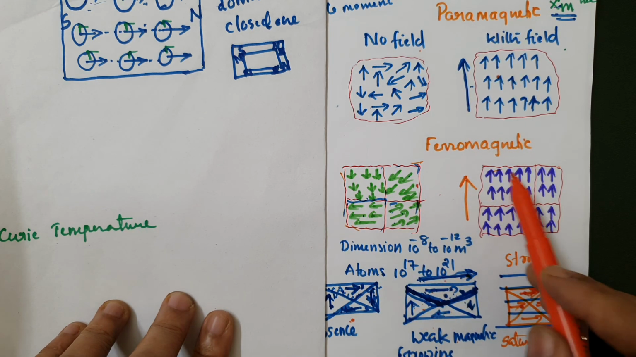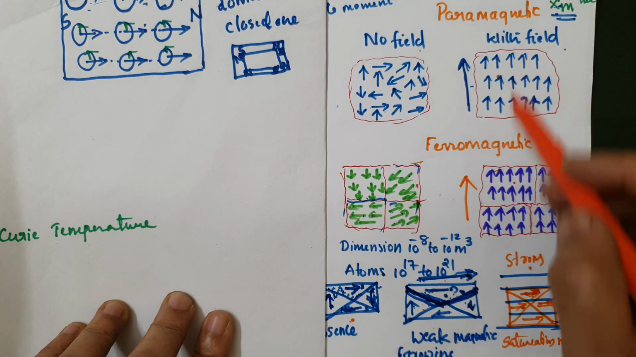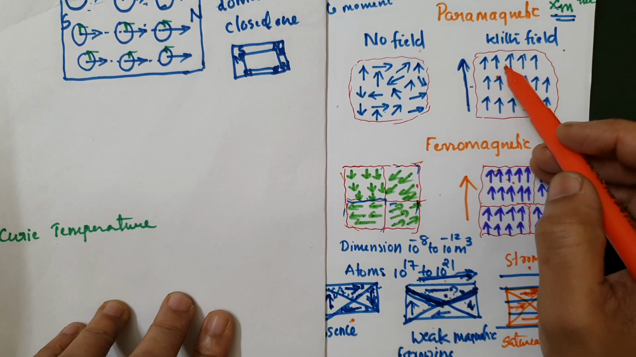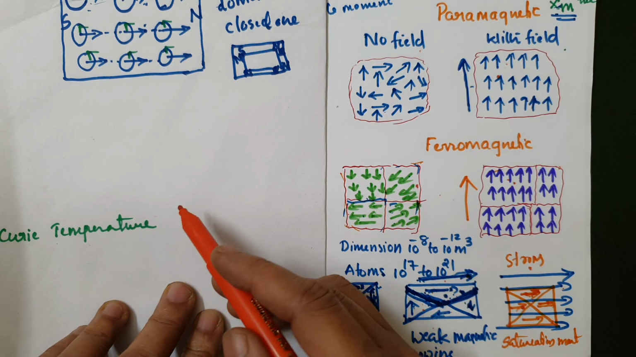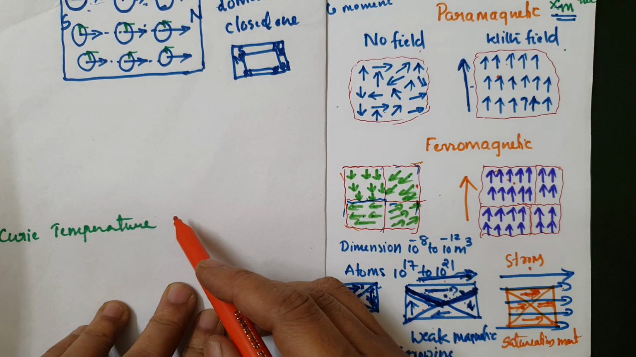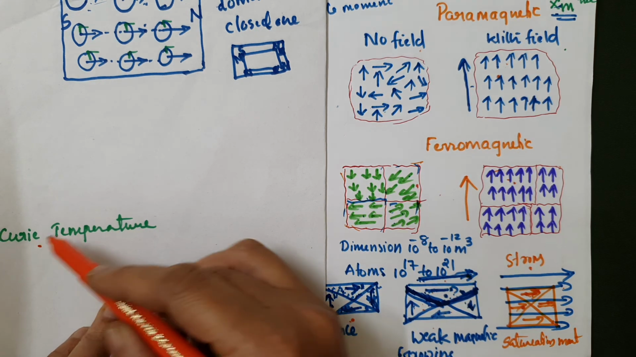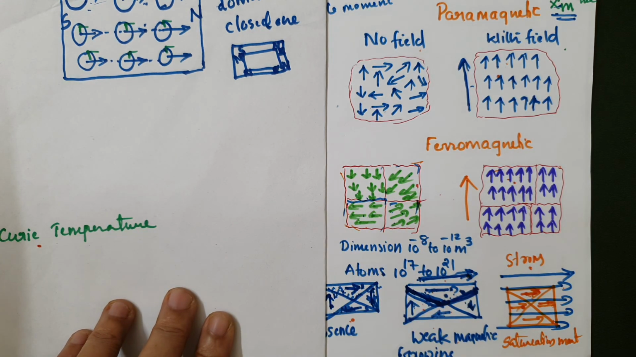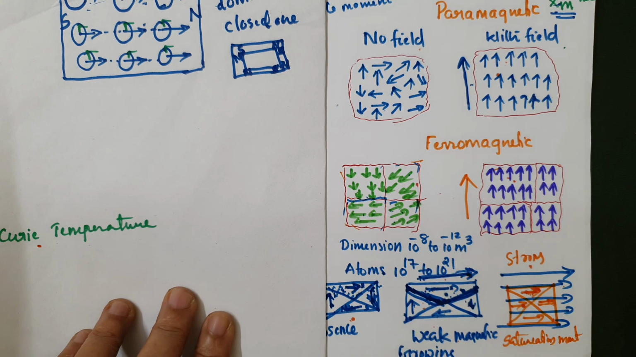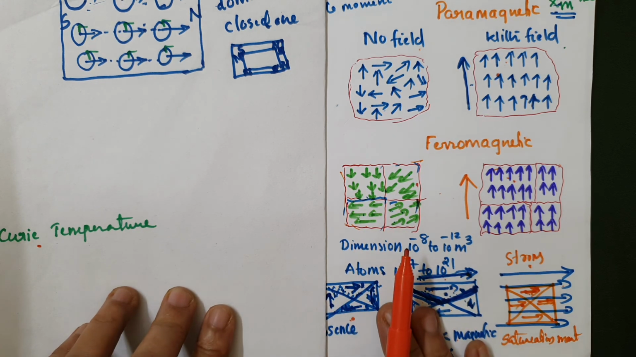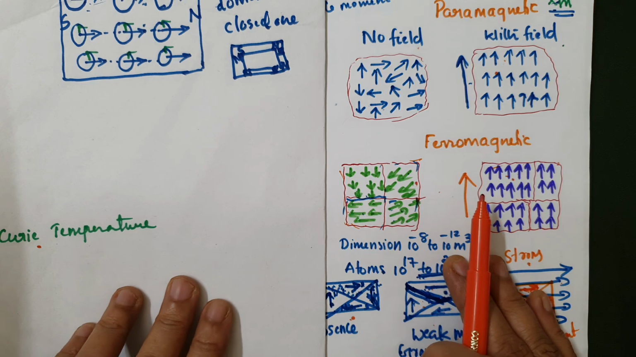So when this domain structure is lost, the ferromagnetic material becomes paramagnetic, and the temperature above which the material becomes paramagnetic is called the Curie temperature. That is, the Curie temperature is the temperature at which a ferromagnetic material becomes paramagnetic. And these are all about the domain theory of ferromagnetic materials.